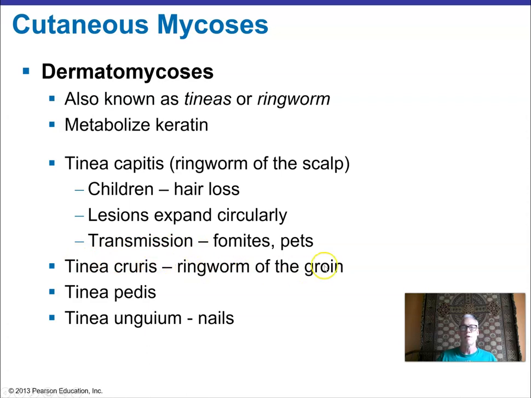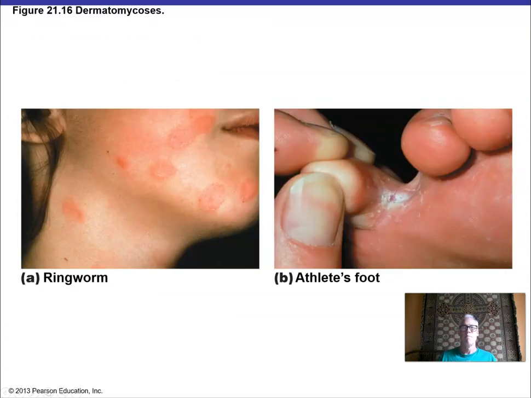Tinea cruris, ringworm of the groin, so-called jock itch. Tinea pedis, athlete's foot. And tinea unguium, you can get a pretty deep fungal infection in a nail, a fingernail or a toenail, typically a big toenail, and it might require some anti-mycotic treatment for that. Here's a picture of ringworm, some fungus lesions on the face.